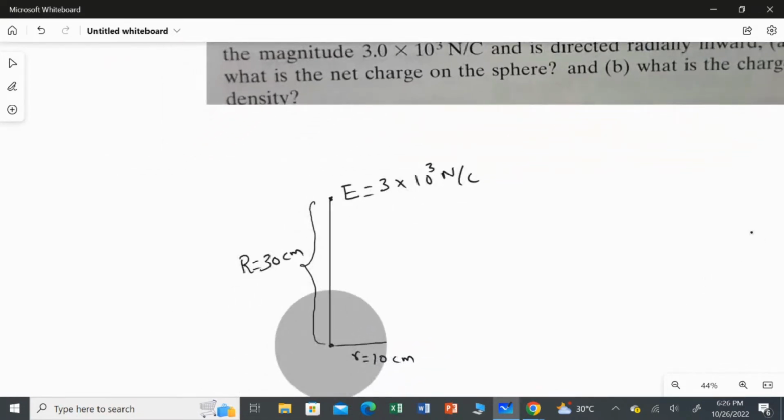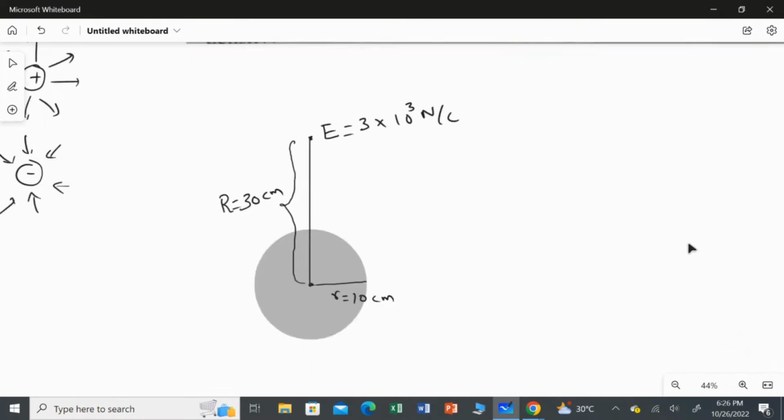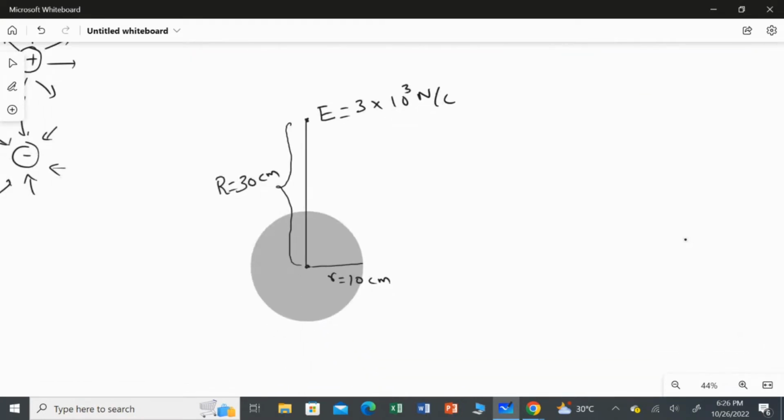For example, if you have a positive charge, all the field lines will be outward from the center. Am I right? These things we already studied in the theory. But if you have a negative charge, all the field lines are radially inward. Initially they said we don't know what the charge is, but they said the field lines are radially inward. So that means the charge sitting on the sphere is exactly a negative charge. The negative charge is sitting on the surface, that's why all the field lines are radially inward.